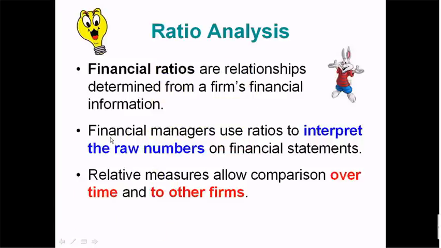So here it says that financial managers use ratios to interpret the raw numbers on financial statements. That's the reason why in chapter 2 we first teach you how to come up with all these statements, and today's lecture we will be looking at how to interpret those numbers.